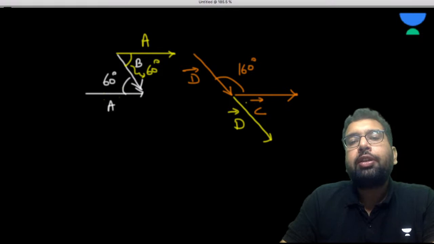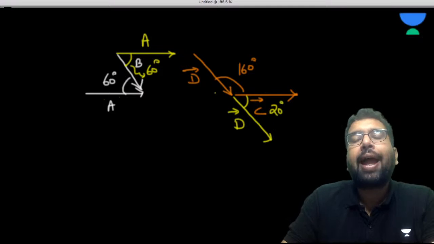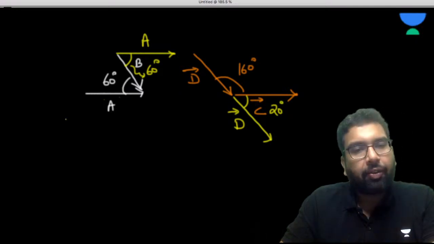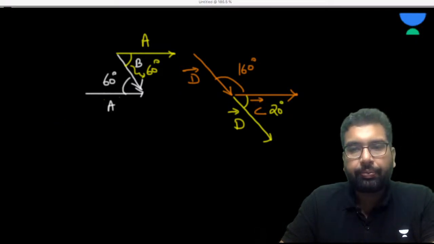Now this is 160, so this has to be, sorry, this has to be 20, because the angle that a line makes is always 180. So 180 minus 160, this is going to be 20 degrees. So the angle between the vectors C and D is going to be 20 degrees. Is it fine, madam? Please answer me. Wonderful, sir. This is fine.